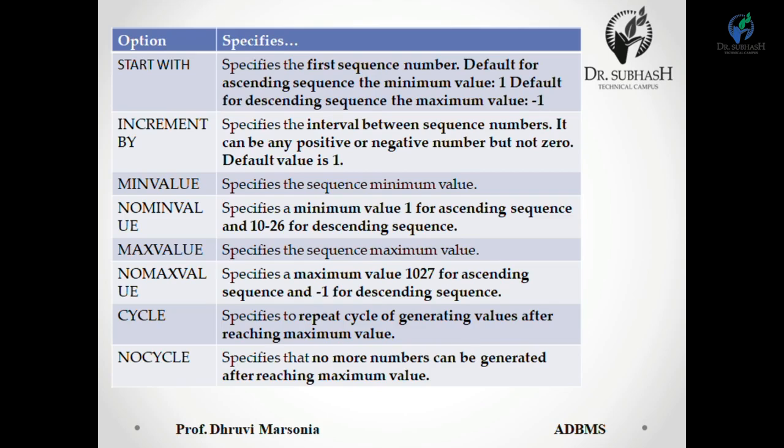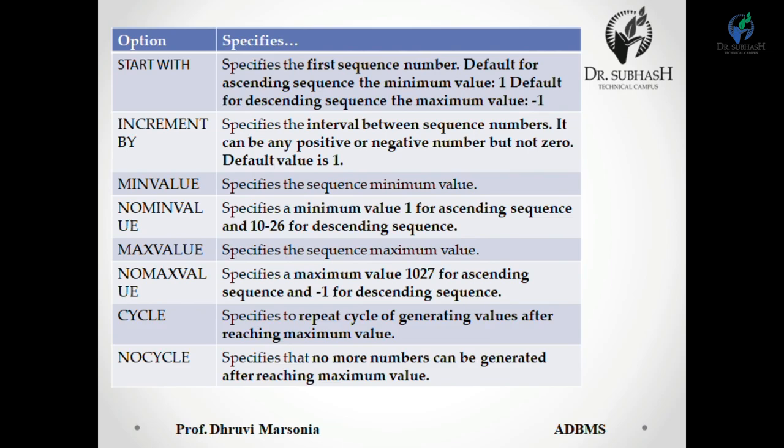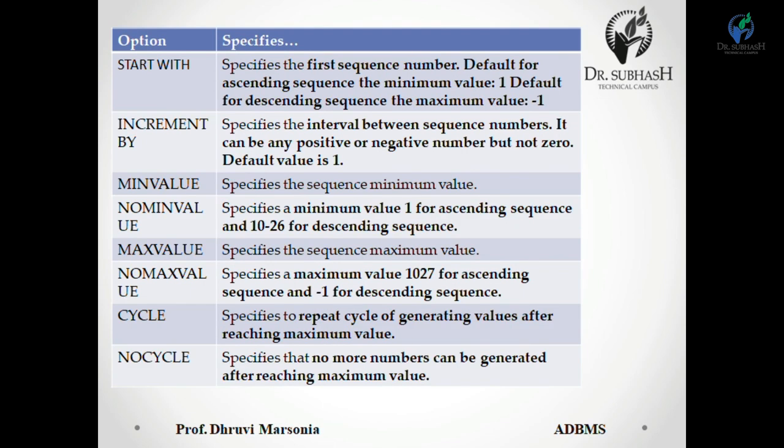The default for an ascending sequence is a minimum value of 1. For a descending sequence, the maximum value is -1. Start with n: if you do not specify any value for n, then by default it starts with 1. Next, increment by 1. What do you mean by increment by? It specifies the interval between sequence numbers. It can be a positive or negative value, but it cannot be 0. By default, it is 1.